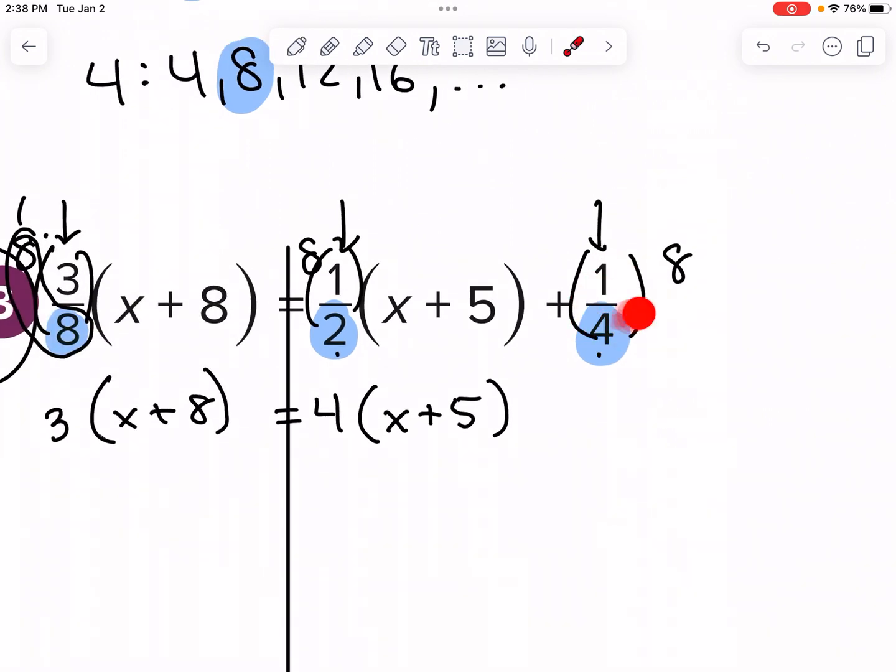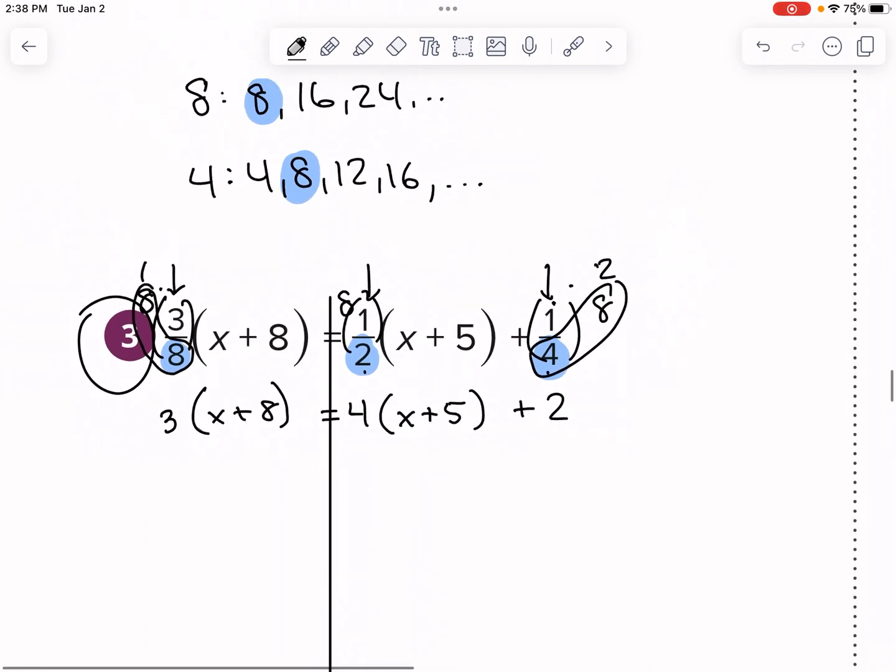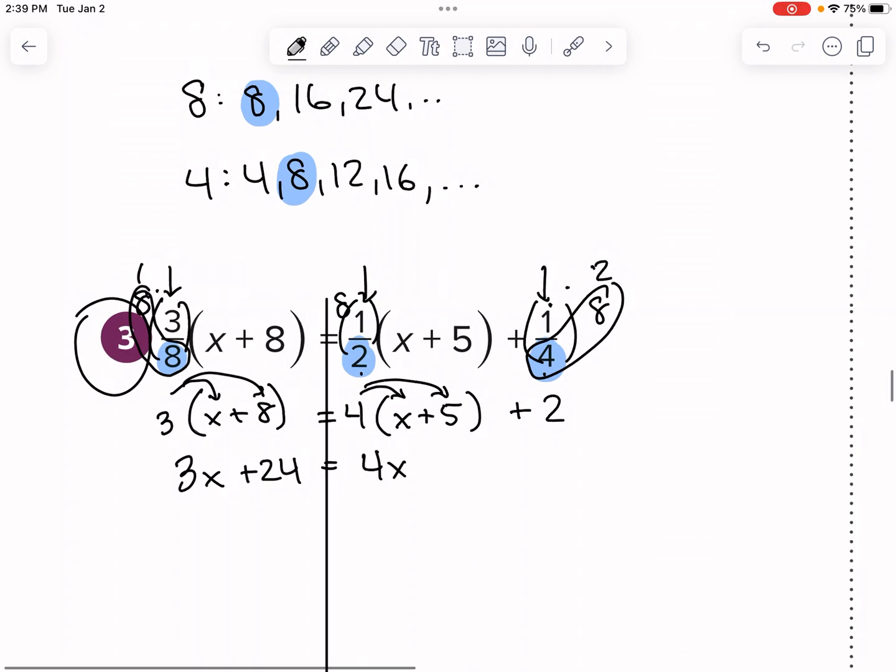And here, what's 1/4 of 8? Maybe we don't know that, but we can divide it. What is 8 divided by 4? It's 2. What's 1 times 2? It's a 2. So this is just plus 2. So for this, we're going to multiply and use the distributive property. So 3 times x is 3x. And then 3 times 8 is 24. And then we're going to have to use the distributive property again. 4 times x is 4x. And 4 times 5 is 20. And then we just keep this plus 2.